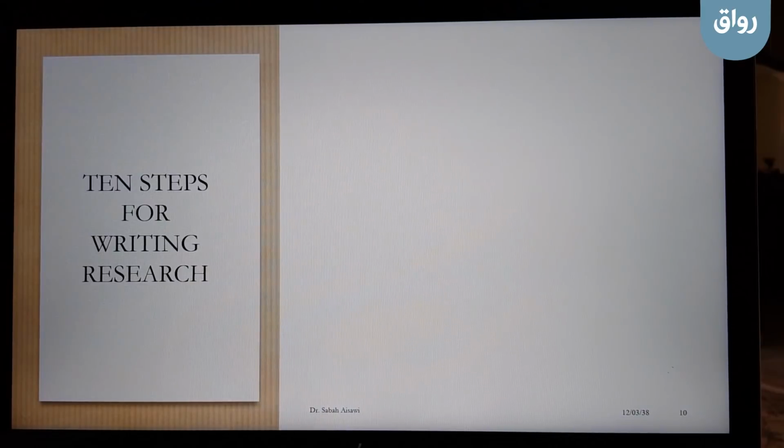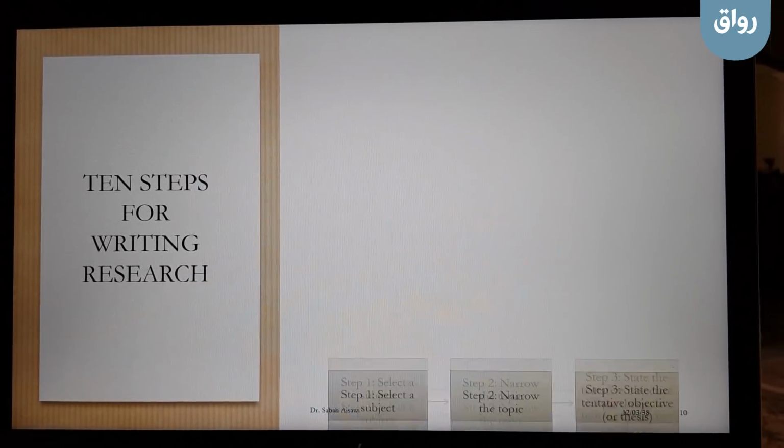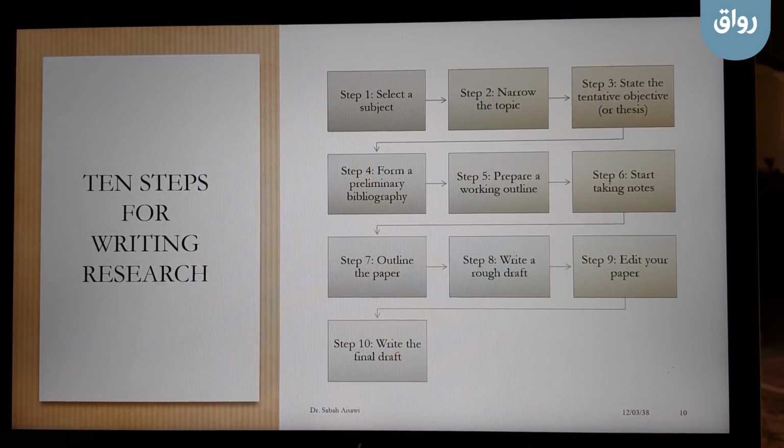Now, in order again to show the importance of paraphrasing and where it stands, let's very quickly have a look at the 10 steps for writing research. First, you select a topic, then you narrow the topic. You state the tentative objective or the thesis. Then you form a preliminary bibliography. Then you prepare a working outline. After that, you start taking notes.